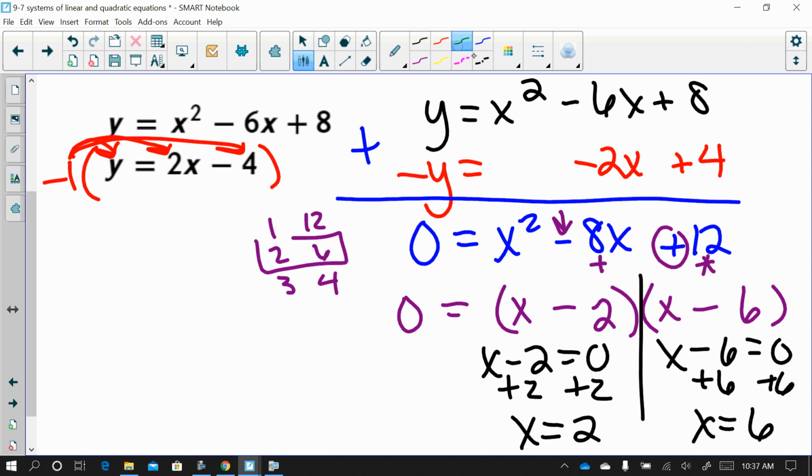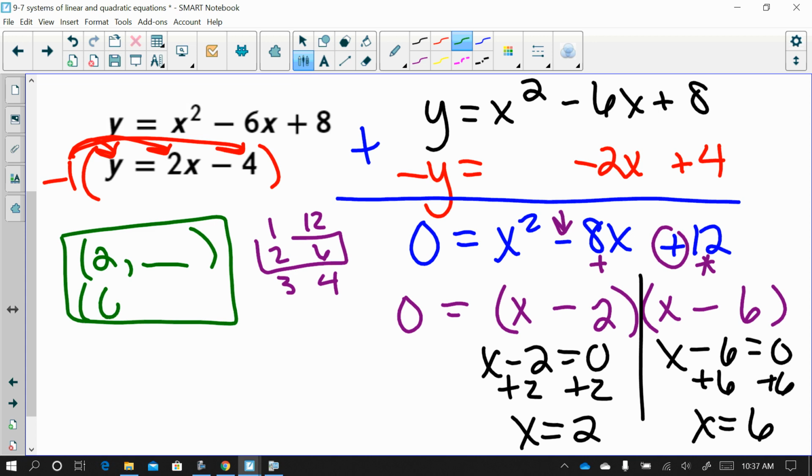Okay, so if it's easier for you, put a box and you're going to list your points. 2, comma, something, 6, comma, something. How do I figure out my y values? Well, I have 2 equations. Let's plug them in and see what happens. Doesn't matter which equation you pick. I personally think this one is easier because it's shorter. So I'm going to plug my x's into here.